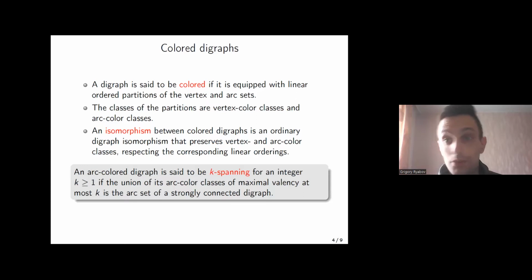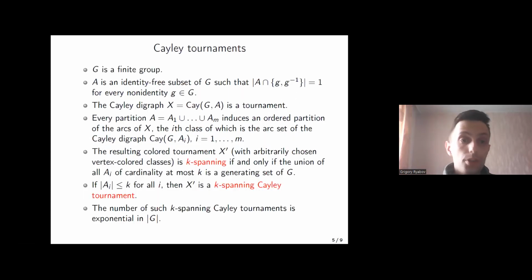digraphs and even tournaments. So the first family of examples arises from Cayley graphs. Let G be a finite group and A an identity-free subset of G such that A contains exactly one element from each pair of mutually inverse non-identity elements of G. The Cayley digraph X over G with connection set A is a tournament. It is easy to check this because for every two vertices we have exactly one arc between them.